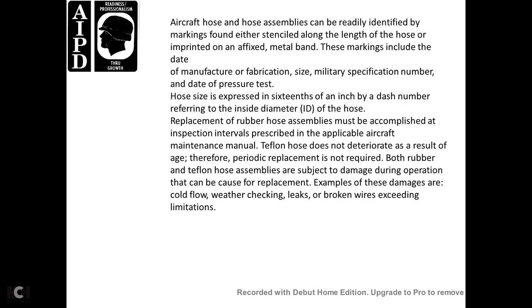Aircraft hoses and hose assemblies can be readily identified by markings, either stenciled along the length of the hose or imprinted on an affixed metal band. These markings include the date of manufacture, fabrication size, military specification number, date of the pressure test, and hose size expressed in sixteenths of an inch by a dash number referring to the inside diameter of the hose. Replacement of rubber hose assemblies must be accomplished at the inspection intervals prescribed in the applicable aircraft maintenance manual. Teflon hose does not deteriorate as a result of age, therefore periodic replacement is not required. Both rubber and Teflon hose assemblies are subject to damage during operation, which can cause replacement. Examples of such damage are cold flow, weather checking, leaks, and broken wires exceeding limitations.